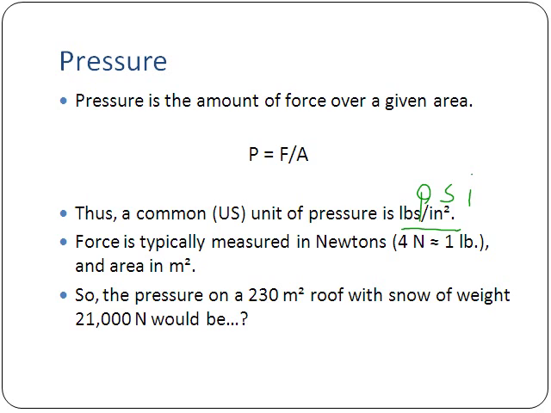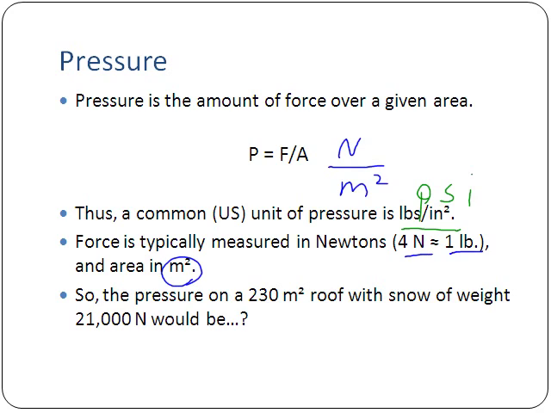That's the common U.S. customary system. In the metric or SI system, we're going to measure force in newtons. For the most part, 4 newtons is roughly equivalent to 1 pound, and so a newton is about a quarter of a pound, a little over 4 ounces. We'll measure area in meters squared. And so whenever we set this up, our force is going to be in newtons, and our area is going to be in meters squared. We'll talk about what that is in a little bit here.